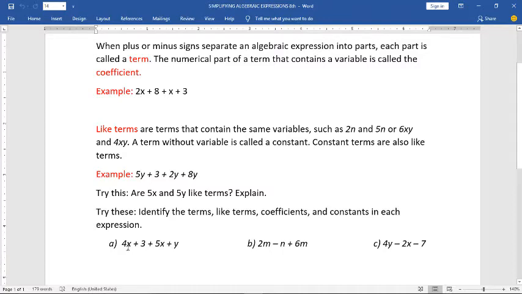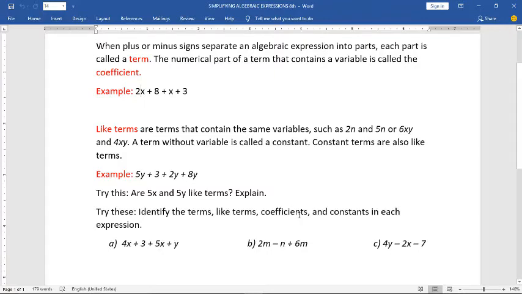Here we have 4x plus 3 plus 5x plus y. In this algebraic expression, we have 4 terms. The first thing to do is to identify the terms. I just identified the terms for you. And now, identify the like terms. The like terms are 4x and 5x because they have the same variable.